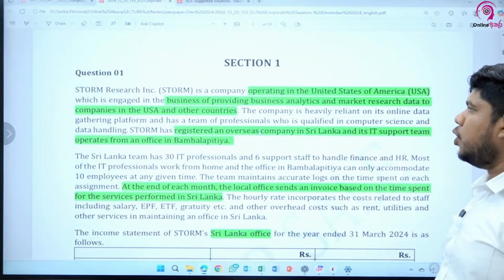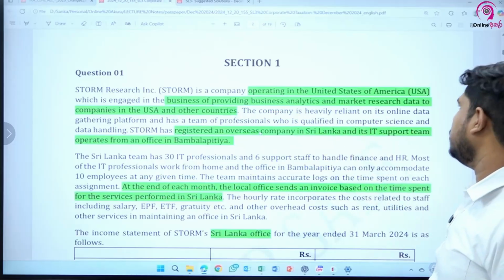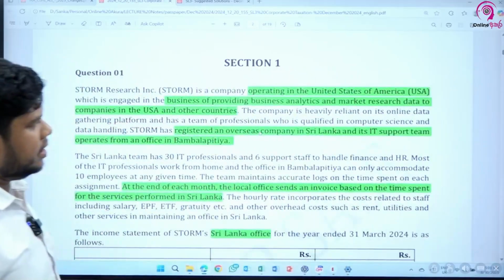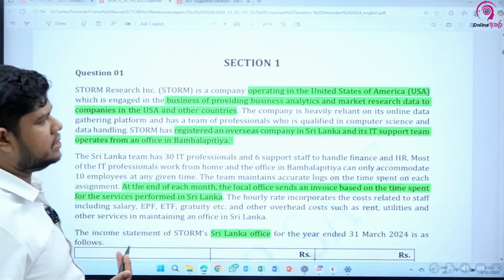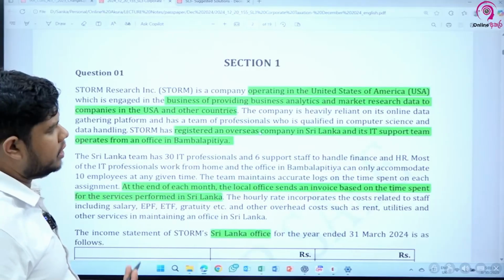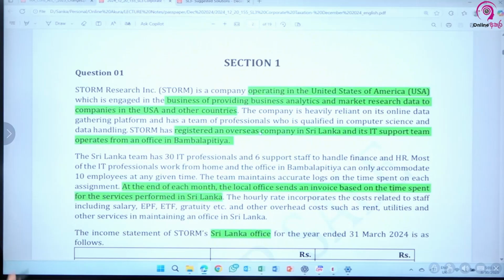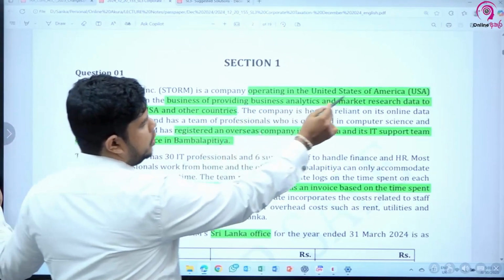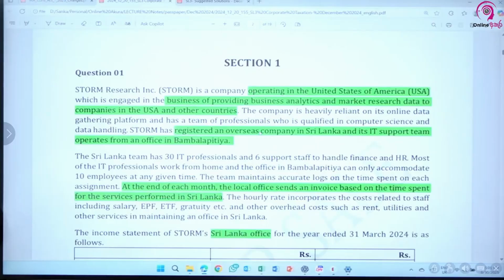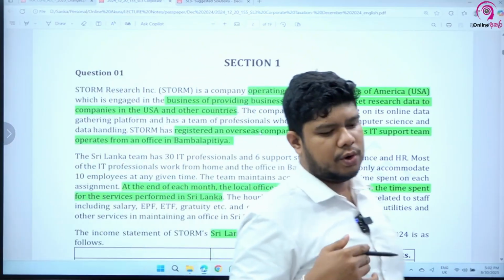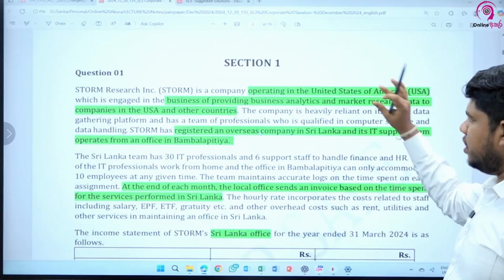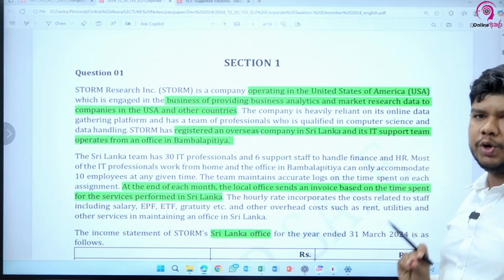Question 1. Storm Research Inc. is a company operating in the United States of America. Very important. Now as you know, there is a difference under section 4 for a Sri Lankan company and a foreign company to be taxed. It's a company operating in the USA, engaged in the business of providing business analytics and marketing research data to companies in the USA and other countries. Remember that. These are very important. The nature of business and the location, everything is very important when you do the computation.